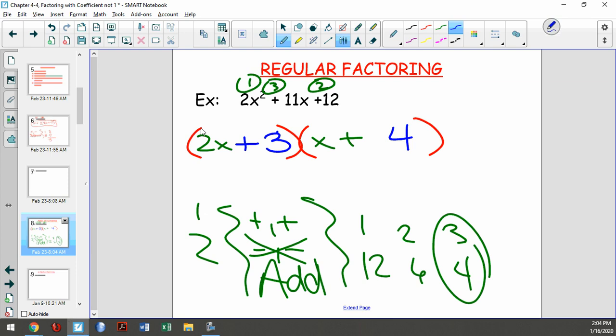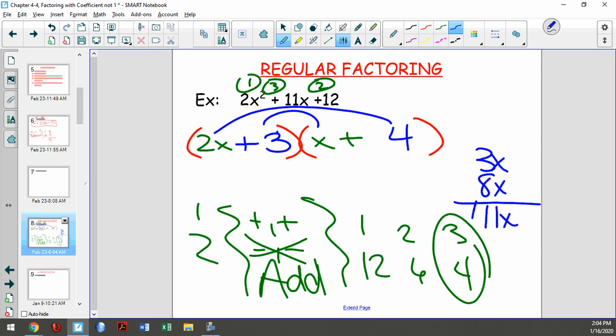Does that make sense? So if I go ahead and do inner, that gives me a 3x, outer gives me an 8x, and when I add them together, I get 11x. Is that what the middle term is supposed to be? Yes. So if I were to FOIL these two sets of parentheses, I will obtain the original problem, which is 2x squared plus 11x plus 12. That is the first way.